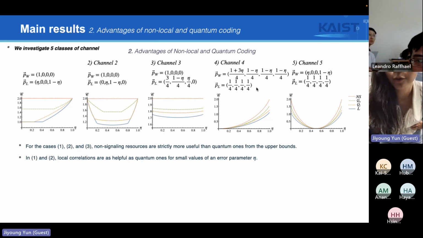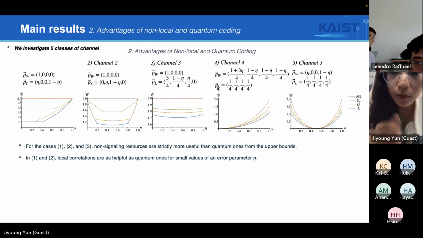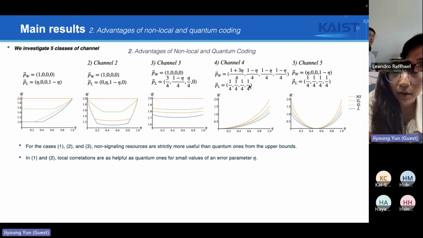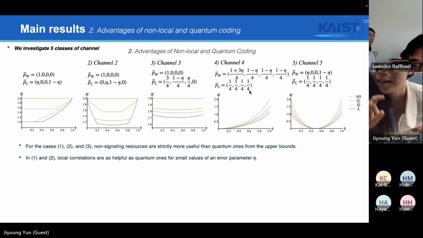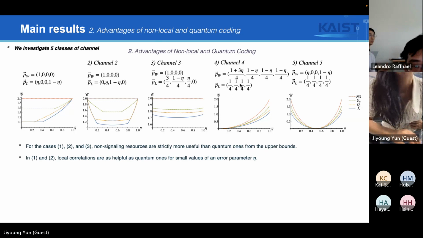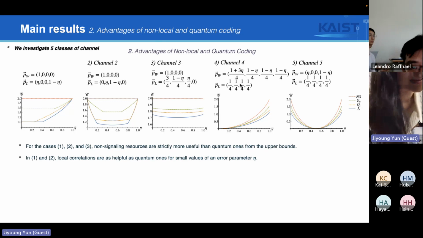For channels 4 and 5, we considered that if there is a losing strategy, then there is a mixture of all possible channels. I think you can read the channel vector like this. Is that your question, right?